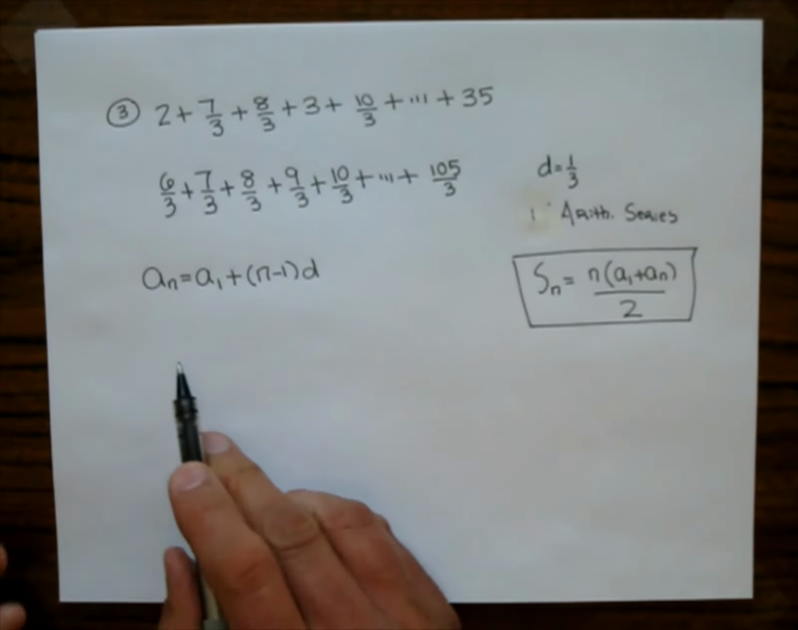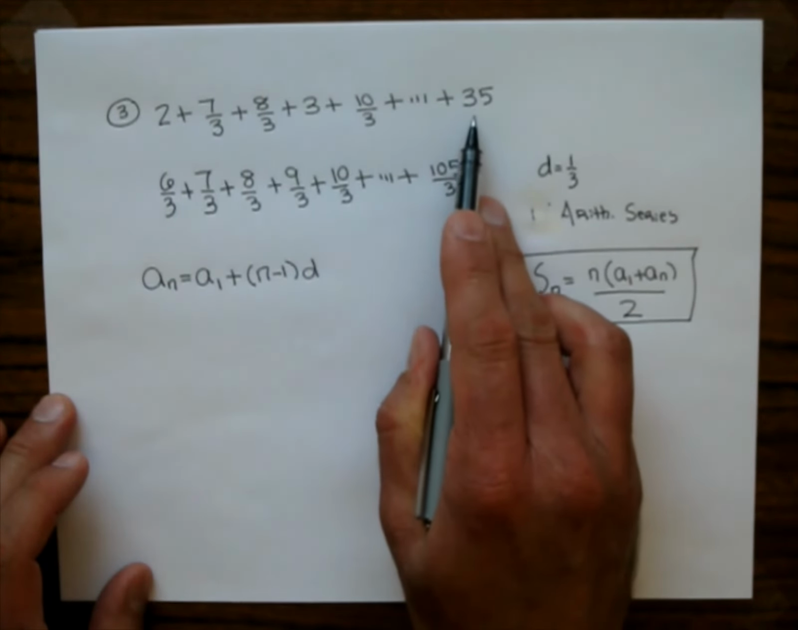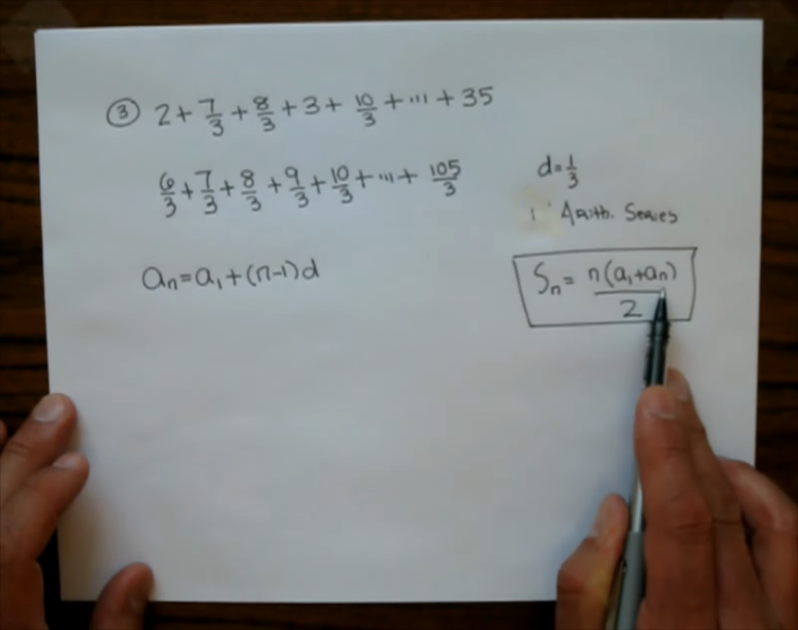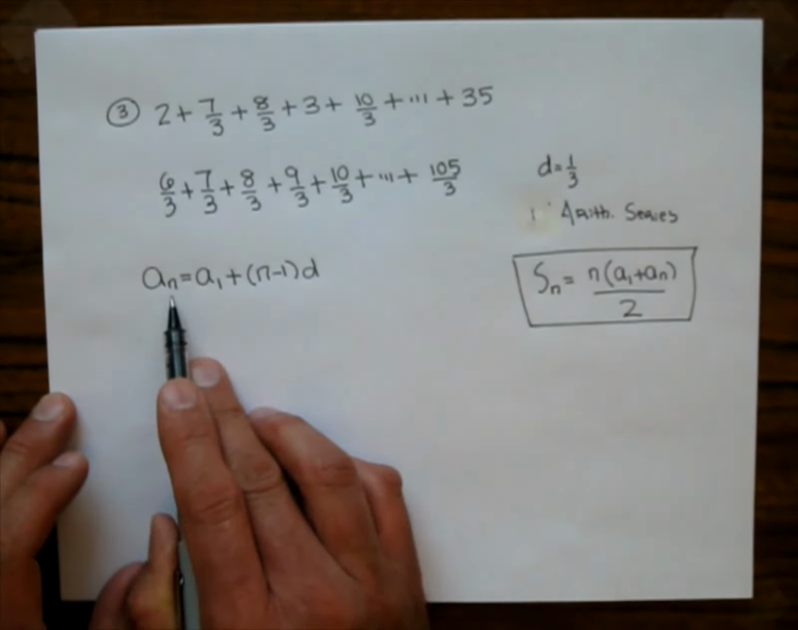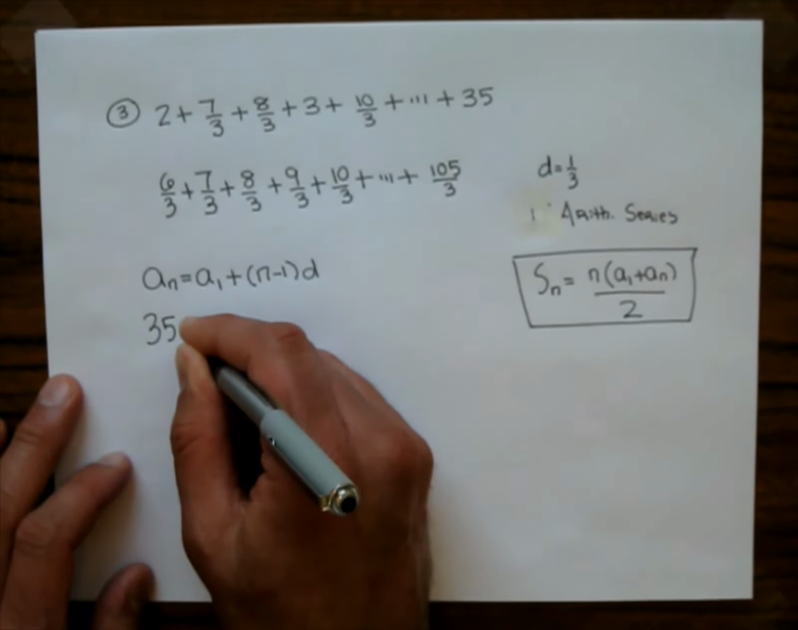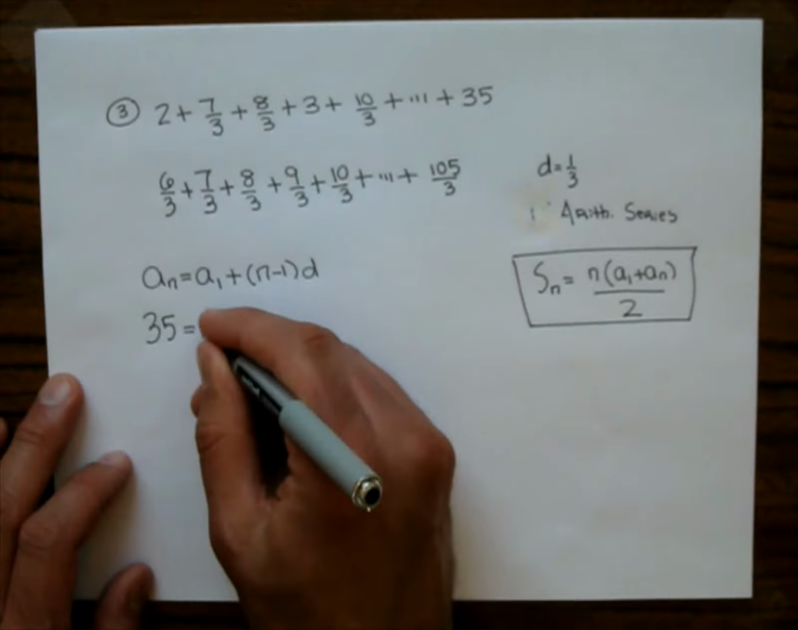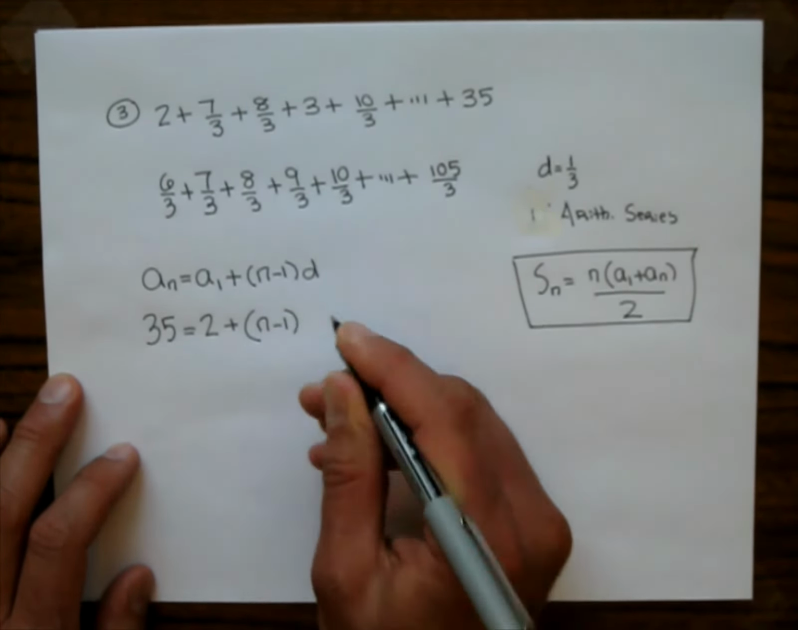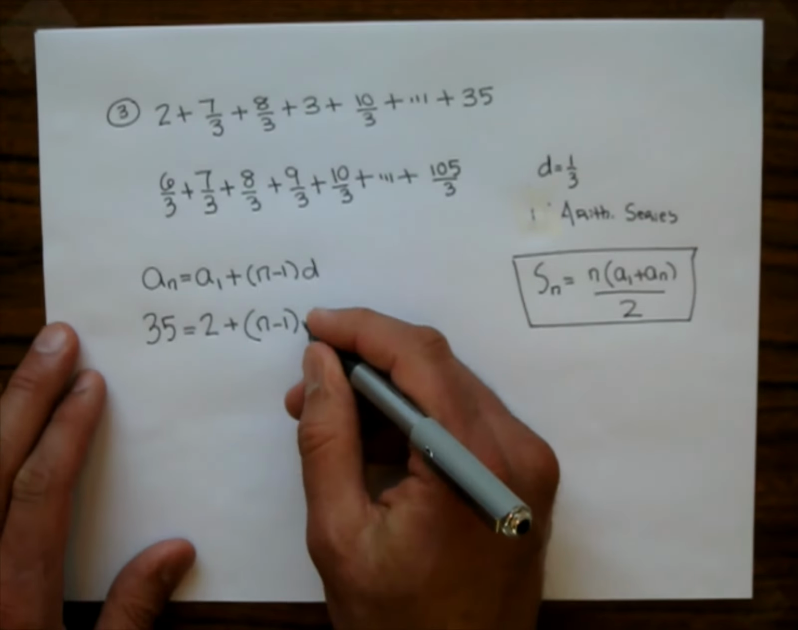And the deal is, I know that the nth term here, I don't know what n is. That's the whole problem with this formula. I know what the first term is and the last term is, but I don't know what n is. So I'm going to say 35, I'm going to replace that with a sub n, and a sub 1 is 2, and I don't know what n is, but I do know what d is. d is 1/3.